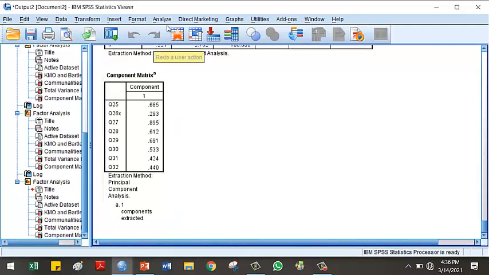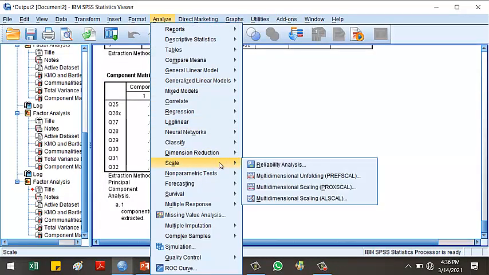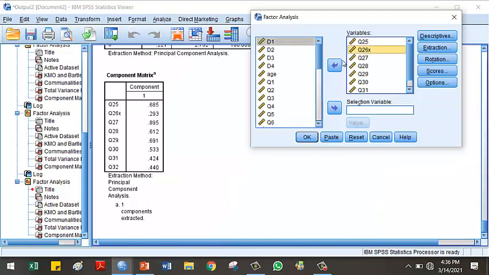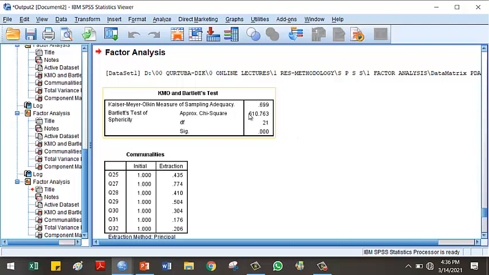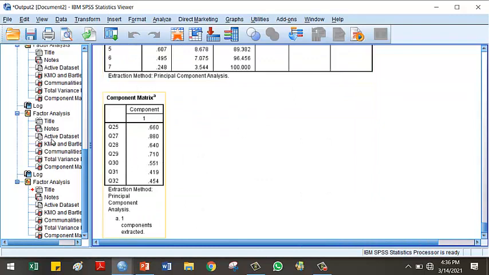So let's go back and exclude this from the analysis and see what happens. Yes. Now the result is 0.69, which is close to 0.7, and all the questions used as the representatives of the underlying variable, they all have a factor loading greater than 0.4.